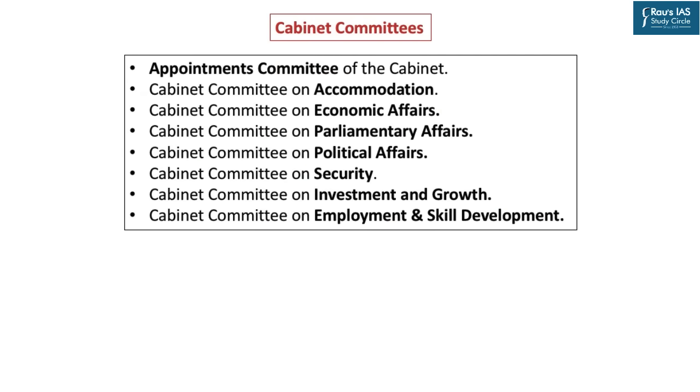There are presently 8 cabinet committees. 2 of them, the Cabinet Committee on Investment and Growth and the Committee on Employment and Skill Development, were formed in 2019. The Cabinet Committee on Parliamentary Affairs is headed by the Home Minister, and the Committee on Accommodation, which looks after the allocation of government resources like bungalows, etc., to the ministers, is headed by any senior minister. The rest of the cabinet committees are headed by the Prime Minister.